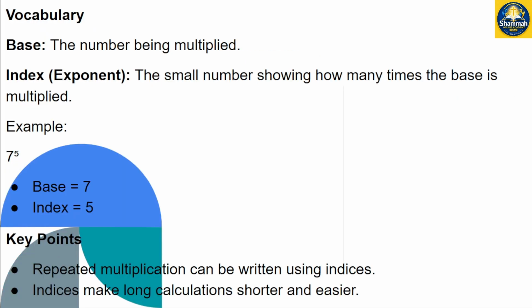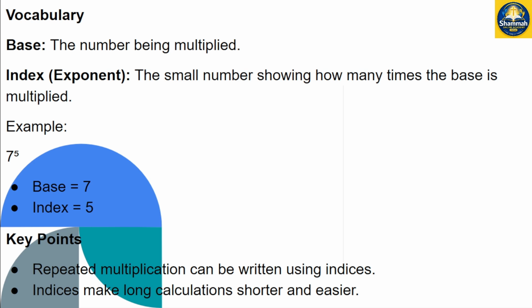Let's look at the vocabulary involved. If we have the number 7 raised to the power 5, 7 there is what we call the base, and the base is simply the number we want to multiply. Then the index, which is 5, or what you call the exponent, is the small number showing how many times the base is multiplied. So in the example 7 raised to the power 5, the base is 7, while the index is 5.